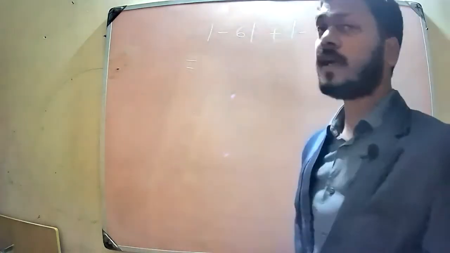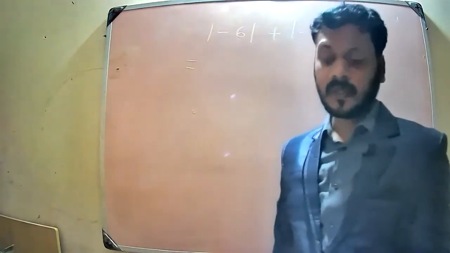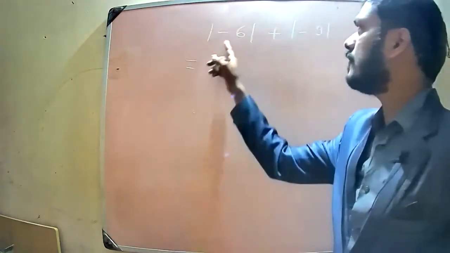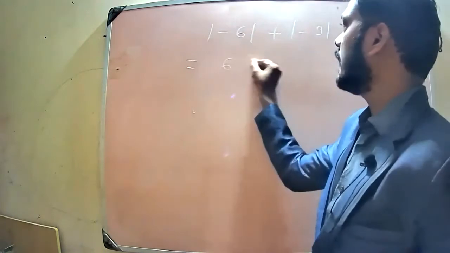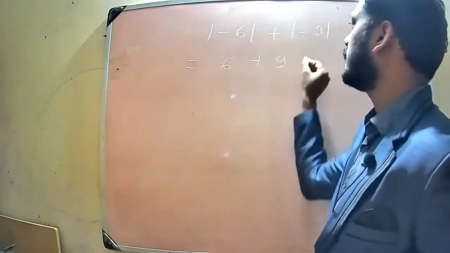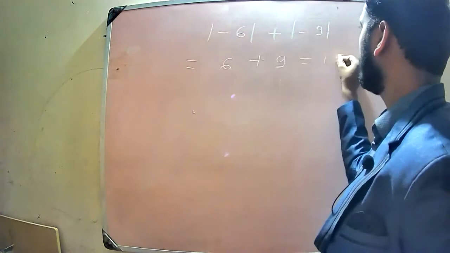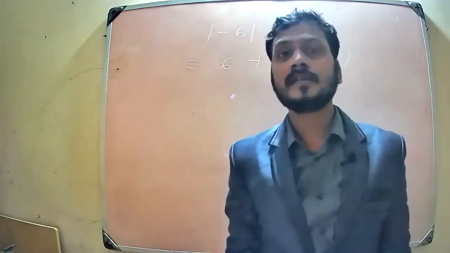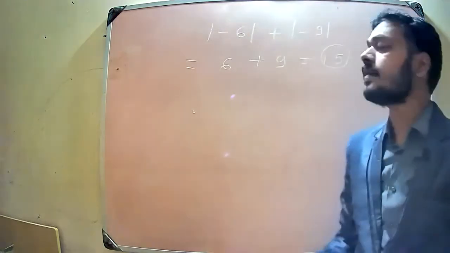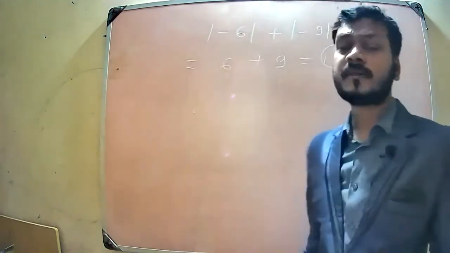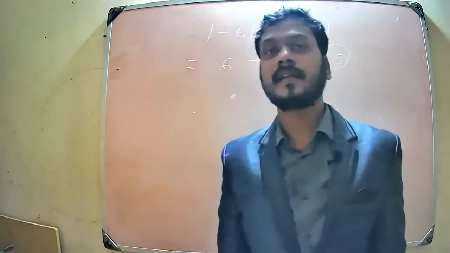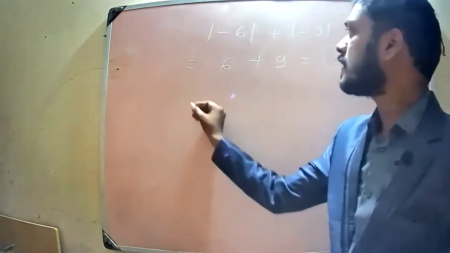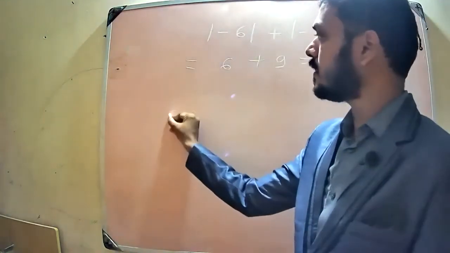According to our definition of absolute value, we can write |-6| equal to 6 and |-9| equal to 9. So the answer is 15. Our answer is always plus 15. Why? According to the concept of absolute value, we leave the negative sign. Then our next question, question number 6.